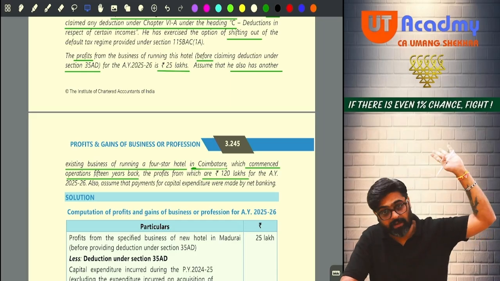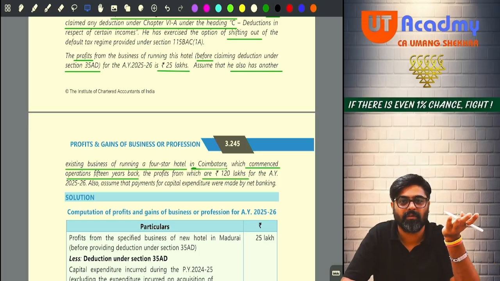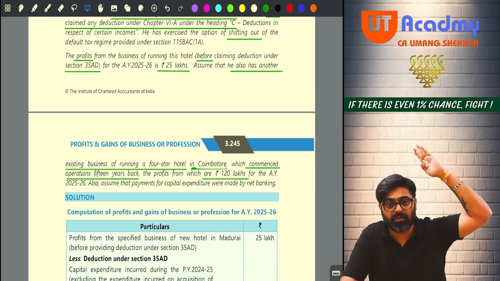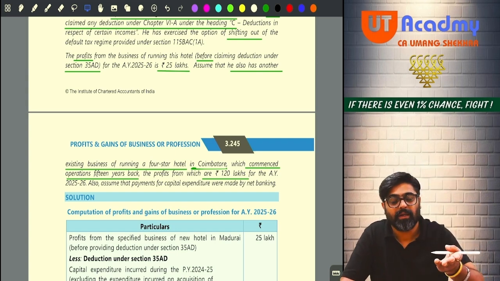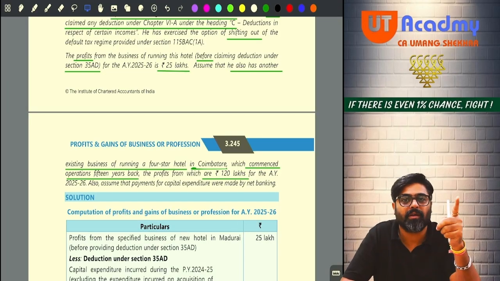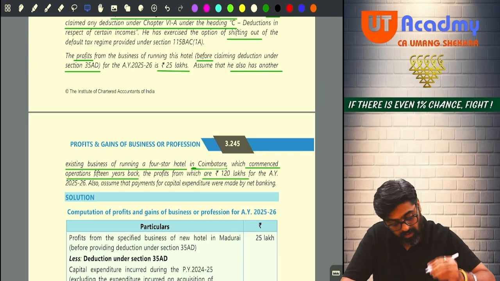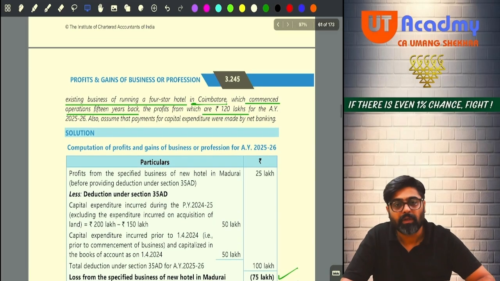prior to 1st April 2010 also. Getting my point? That time for hotel business, this deduction was not available. It became effective from 1st April 2010. So 15 years back, that time this Coimbatore business was started. So the Coimbatore business, for that is a specified business, but 35AD deduction was not available. Right? So the business income from that Coimbatore business, Coimbatore hotel, is what? How much? 120 lakhs.